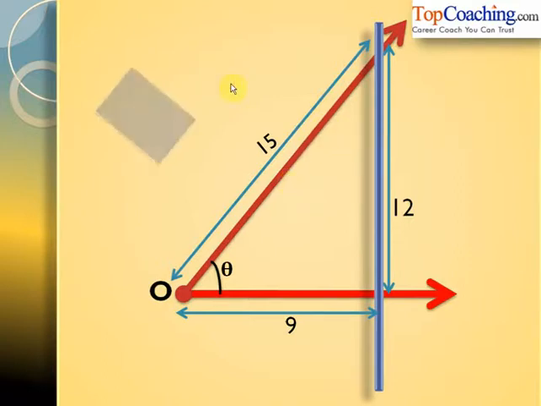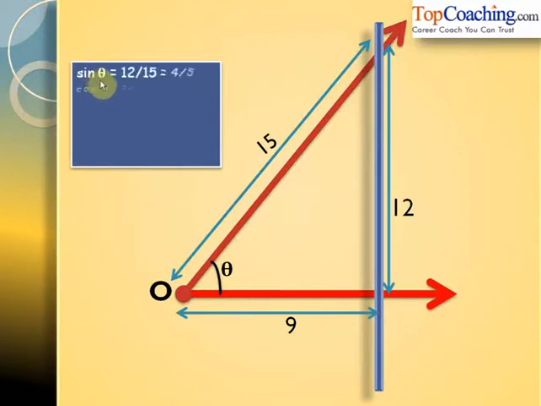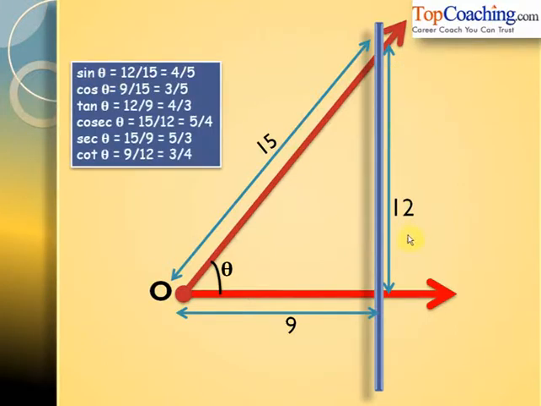So sine theta in this case would be equal to now 12 divided by 15, because this is height and this is the hypotenuse, but 12 by 15 is nothing but equal to 4 by 5. Similarly, cos theta is equal to 9 by 15, but 9 by 15 is also equal to 3 by 5. Tan theta is equal to 12 by 9, which is equal to 4 by 3.